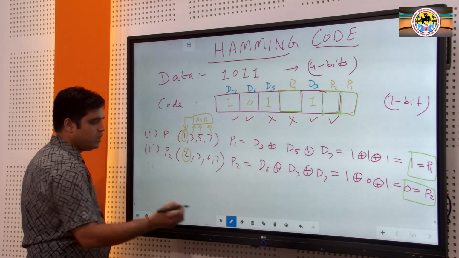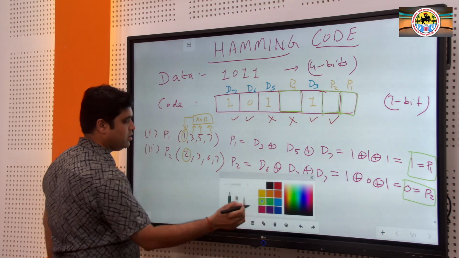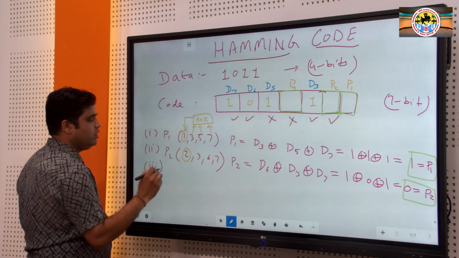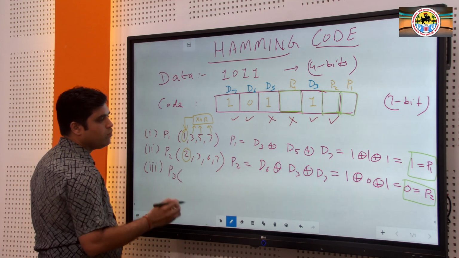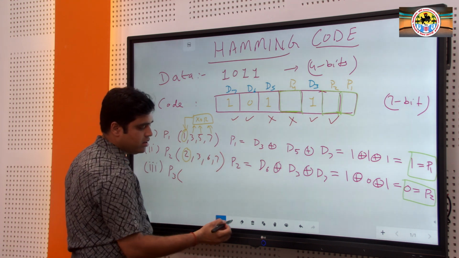Now, in similar fashion, I can write P3. For P3, again we draw a pattern.